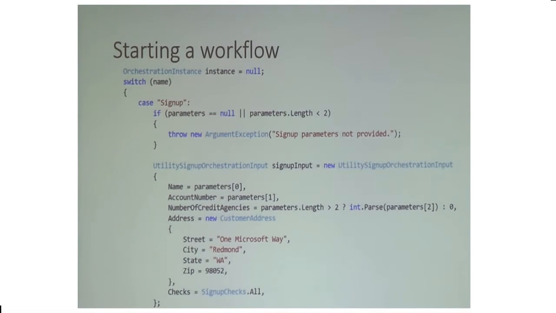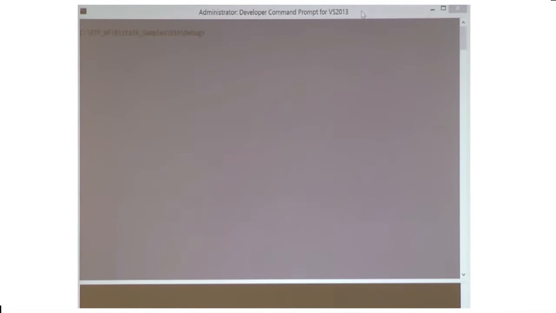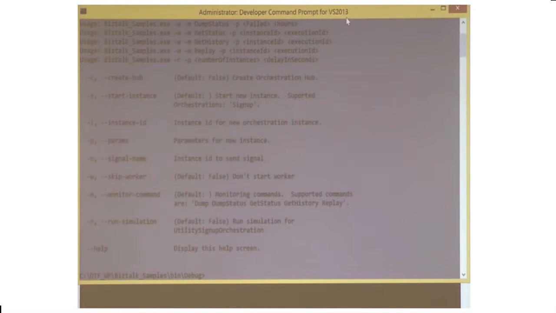And to start off the workflow, it's just this line on the bottom, actually. Let's look at what this actually looks like running, though, because this is kind of interesting. There's a code sample that you'll see at the end of this that you can download. It's BizTalk samples. And this is just a console application shim for the Durable Task Framework, just so you can see what it's like working.